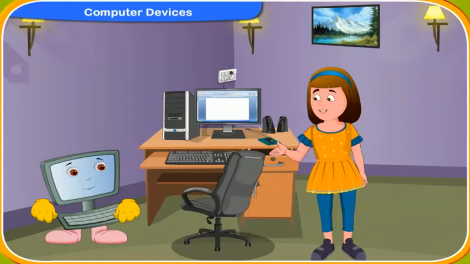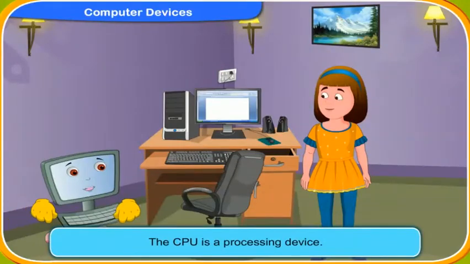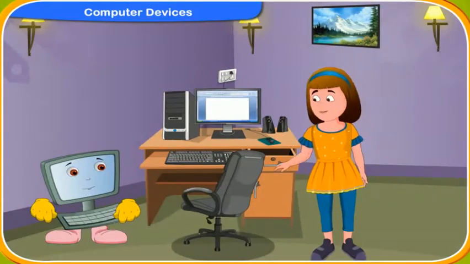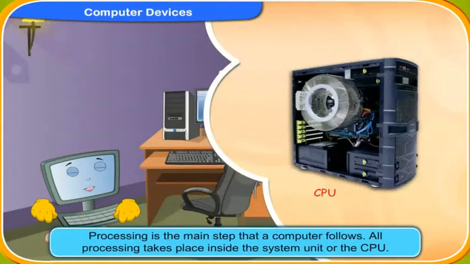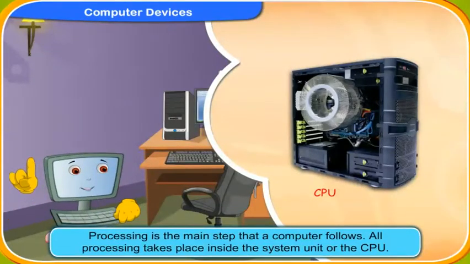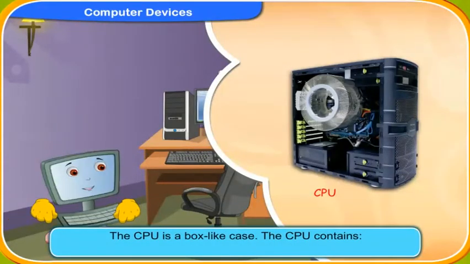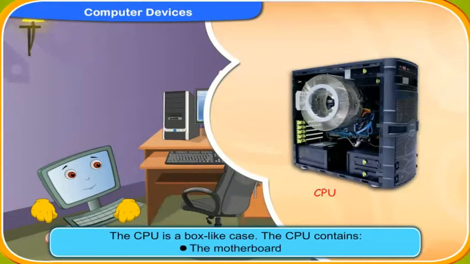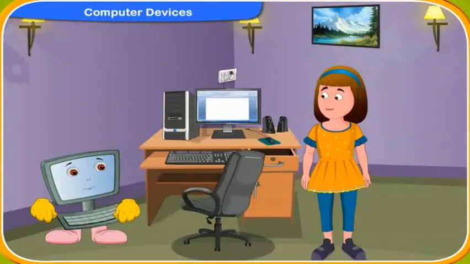What about the CPU? Is it also an output device? No, Rennie, the CPU is a processing device. Tell me more about the CPU. You should know that processing is the main step that a computer follows. All processing takes place inside the system unit or the CPU. The CPU is a box-like case. It contains the hard disk, the motherboard, the CD drive, and the floppy drive.